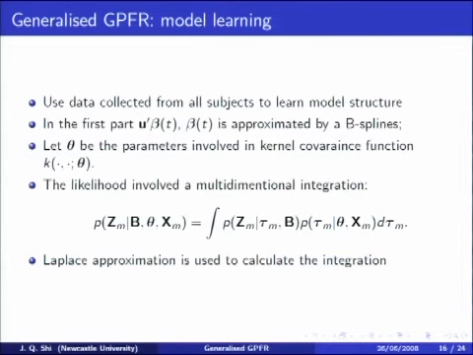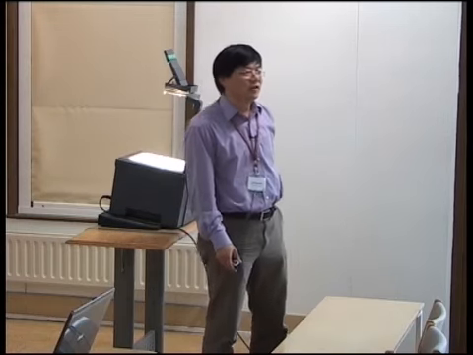For model learning, beta t is approximated by, for example, a B-spline. For the kernel covariance function, since it involves some unknown parameters, the first step is to learn this model structure. This is not very easy because it involves a multidimensional integration. So at the moment we use a Laplace approximation. It seems okay, although it does not seem to converge very fast.